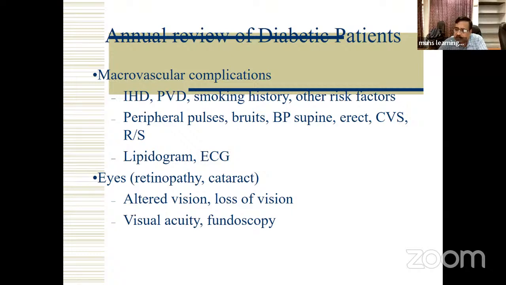Eyes: retinopathy and cataract should be looked for. Change of glasses is very frequent. Loss of vision is also known. Visual acuity check annually, and fundoscopy every 6 months is mandated in many of the guidelines. In India also, these are mandated. We must do it in our country. Fundoscopy now is 6 monthly.